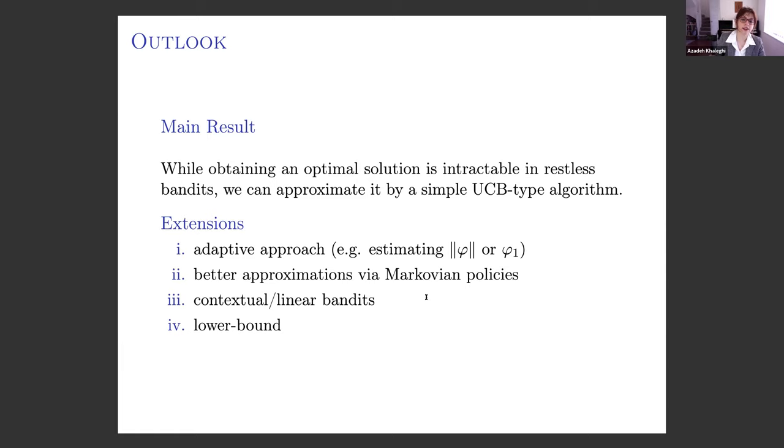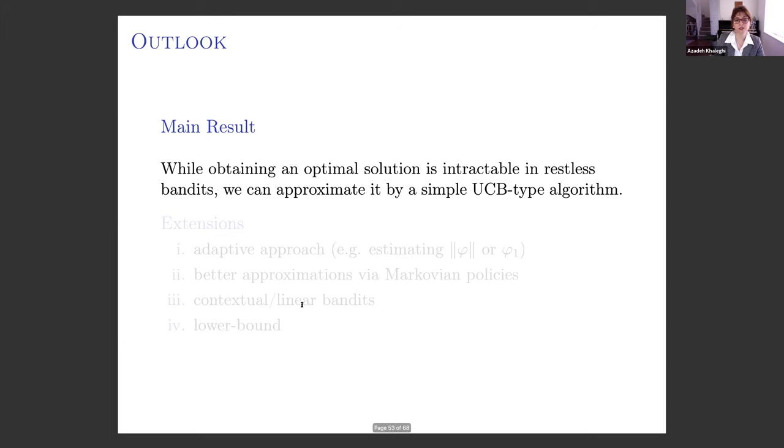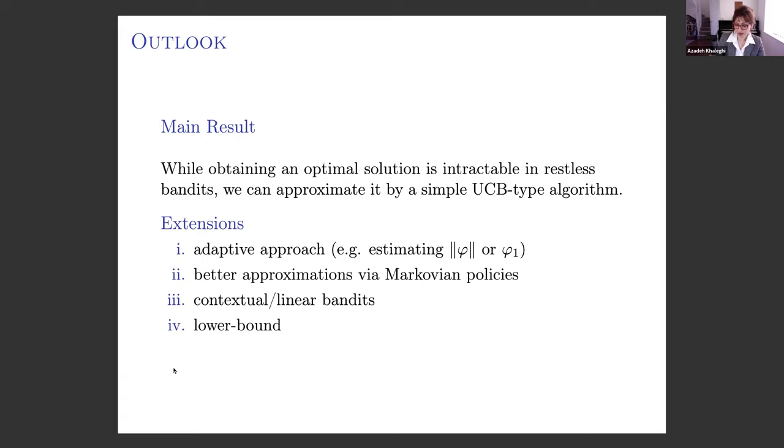Then remember, I'm assuming a finite number of arms, so a clear extension would be to consider linear bandits or just a more general scenario like contextual bandits and so on. And finally, we're working on a lower bound for this bound that we had. So it's interesting to have a lower bound to see how tight it is. And that's pretty much it.